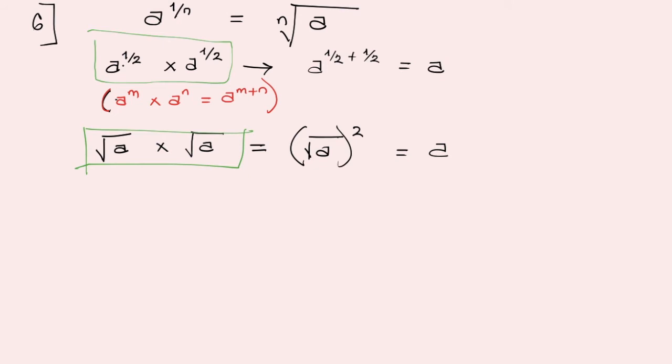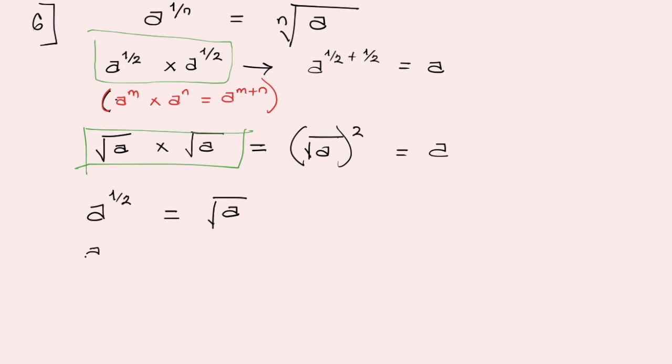And if that is the case, then what we're saying is that A raised to power half is equal to the square root of A. And that's exactly what the law is saying. The law is saying that if you raise A to 1 over N, what you have is the nth root of A. So we're raising A here to the power of half, which is 1 over 2, and that's equal to the square root of A.